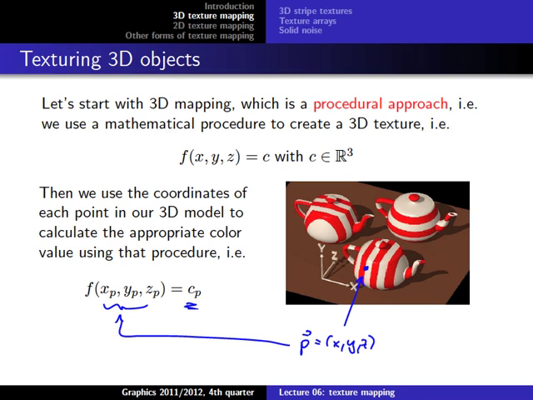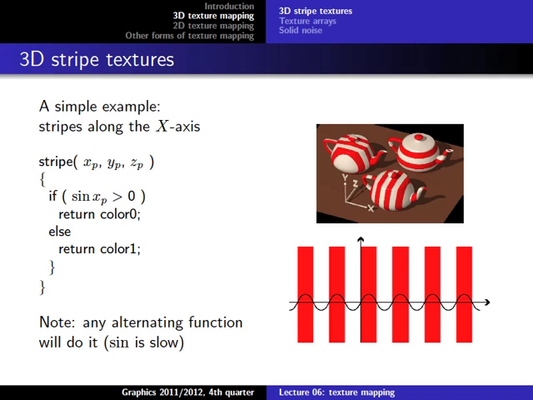Now, if you look at this simple example with the stripe pattern, this is actually a quite simple function that we can use for this. So let's look at this example here where we have the stripe pattern along the x-axis. So this is the x-axis here, and you see the stripes on the teapot change along the x-axis. And for that, we can use this function. So we take a point here, xp, yp, zp, and then we check, is the sine of x larger than 0? Then we return one color, like, for example, red. If it is lower than 0, then we return white.